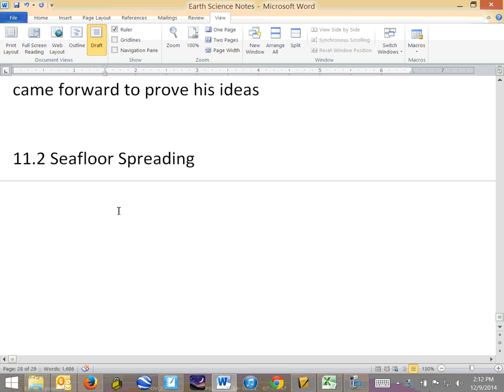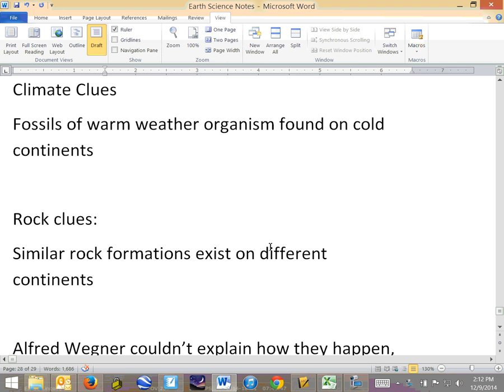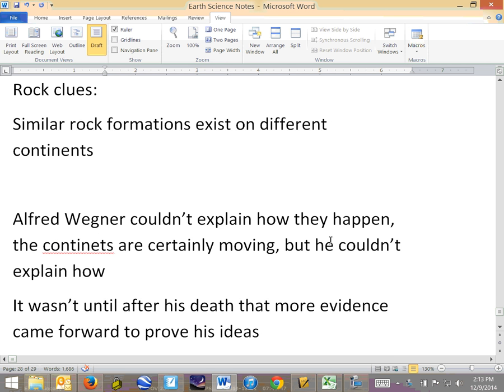And again, we looked at three different types of evidence that he used to prove his idea of continental drift. The first one was fossil clues. The second one was climate clues, and then the third one was rock clues, rock formation clues.